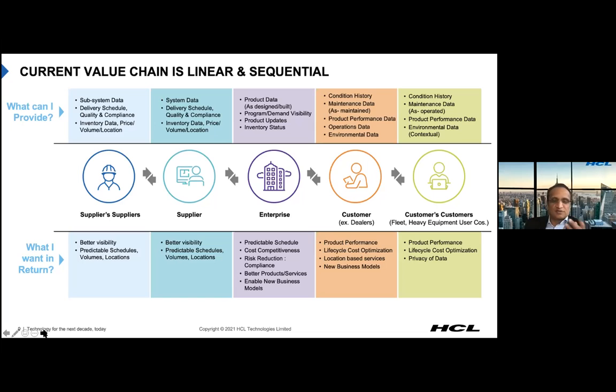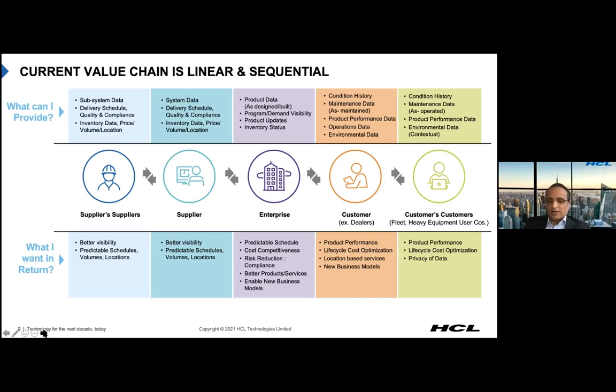For example, a sub-supplier wants to share his data. At the same time, he wants to have better visibility of demand. He wants to have a predictable schedule. He can have a volume-based discussion with the enterprise, and benefit from that. And likewise, if a customer wants to share data, he wants to have the product at lower cost, with much more life cycle management possible, and a more life cycle services view. So that's how you actually create a trusted ecosystem.